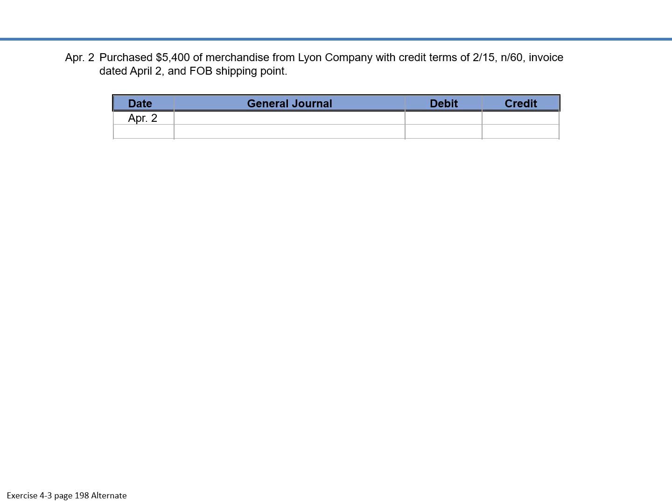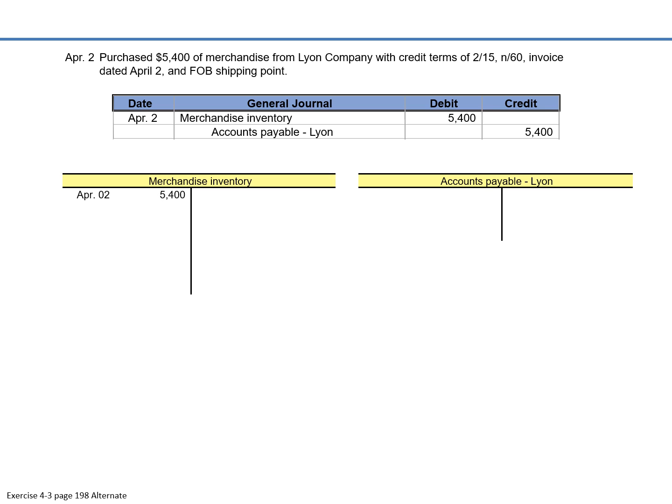So our first journal entry, debit merchandise inventory, credit accounts payable. Post those to the T accounts. Debits get posted to the left side, credits get posted to the right side.